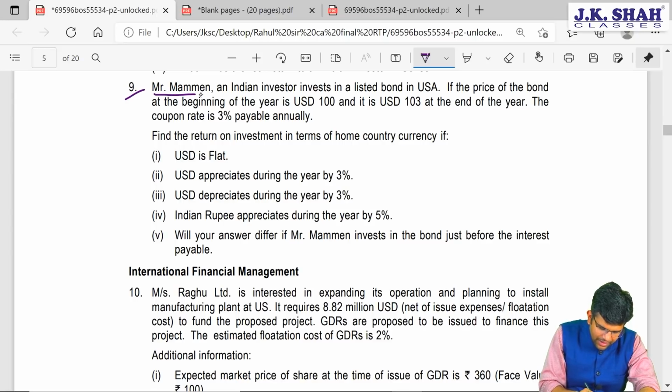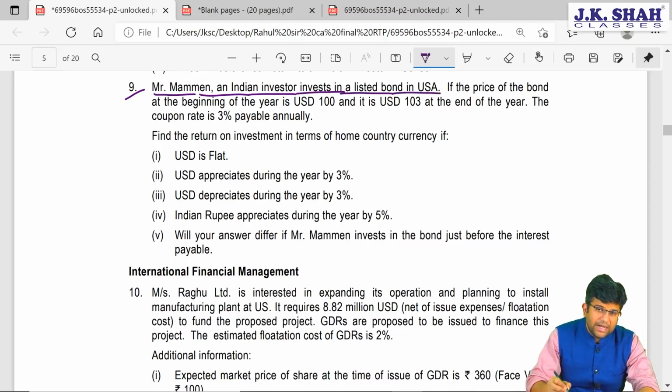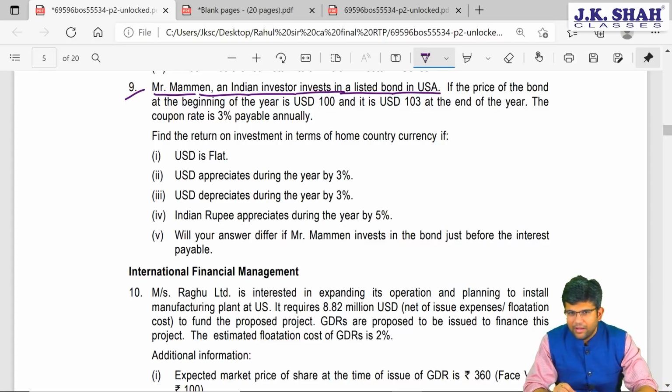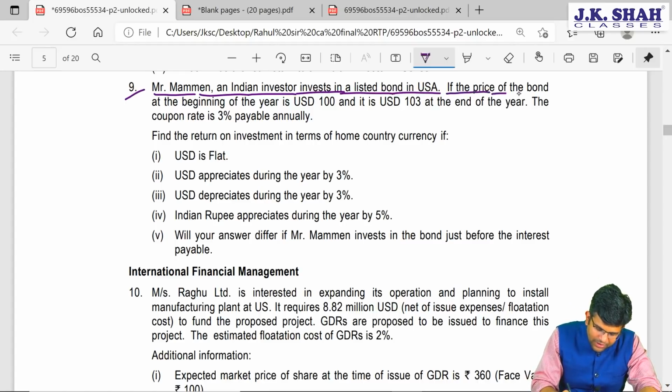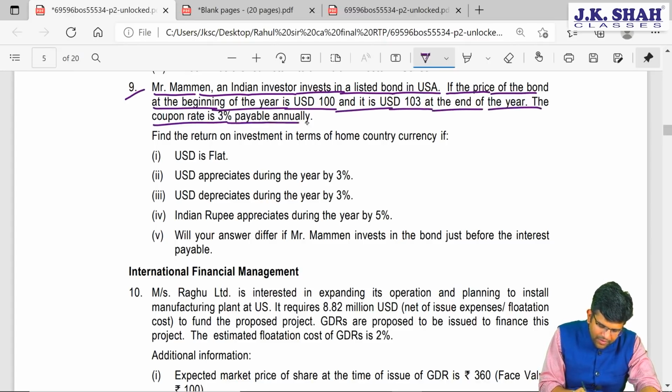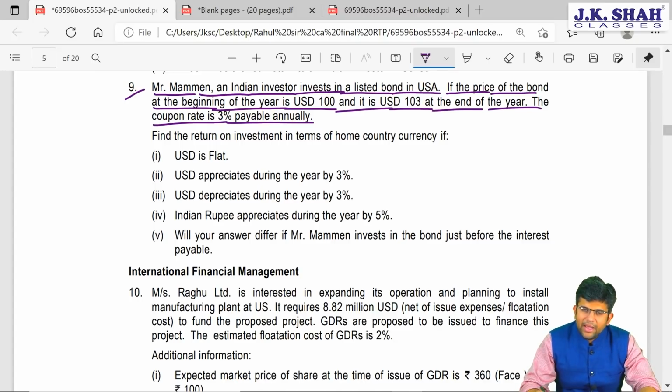Mr. Mamin, an Indian investor, invests in a listed bond in USA. So children, the previous question was where a USA guy was investing in India. Now an Indian guy is investing in USA. If the price of the bond at the beginning of the year is $100 and it is $103 at the end of the year, the coupon rate being paid is 3% annually.